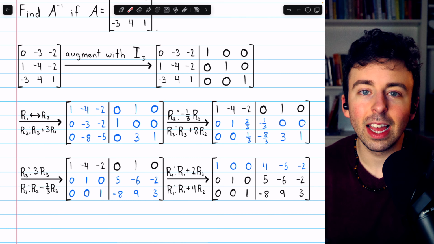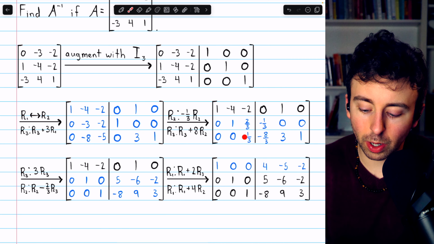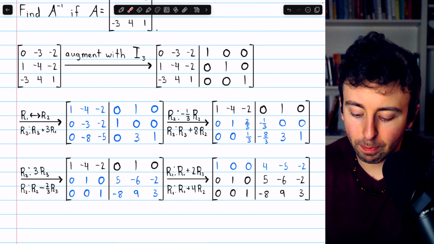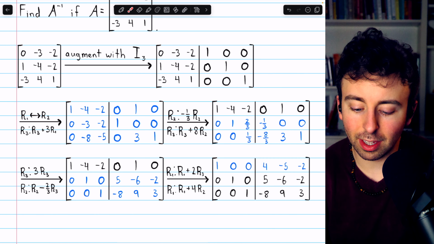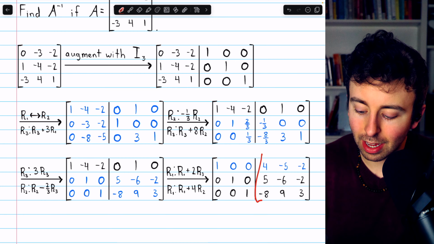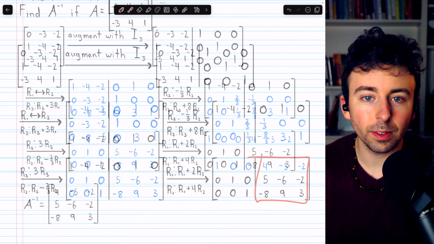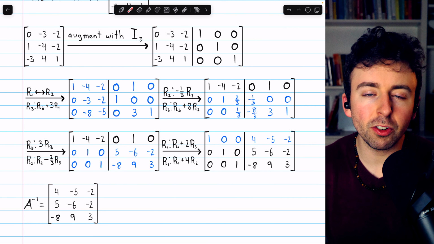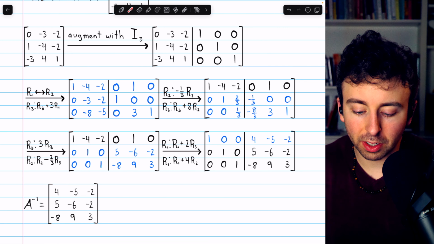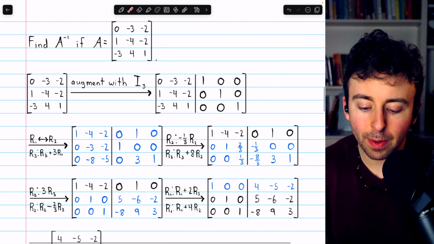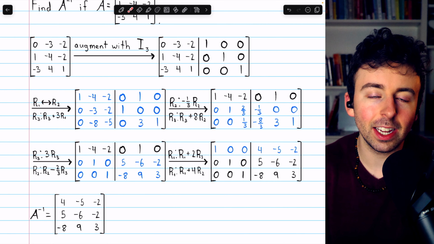Introduce leading 1s, eliminate entries below the leading 1s, and then eliminate entries above the leading 1s. In the end, we get the identity on the left, and at this point, it is A inverse that remains on the right. Thus, by performing Gauss-Jordan elimination, we found that A inverse is this 3 by 3 matrix. If you multiply that by matrix A, you're going to get the identity.